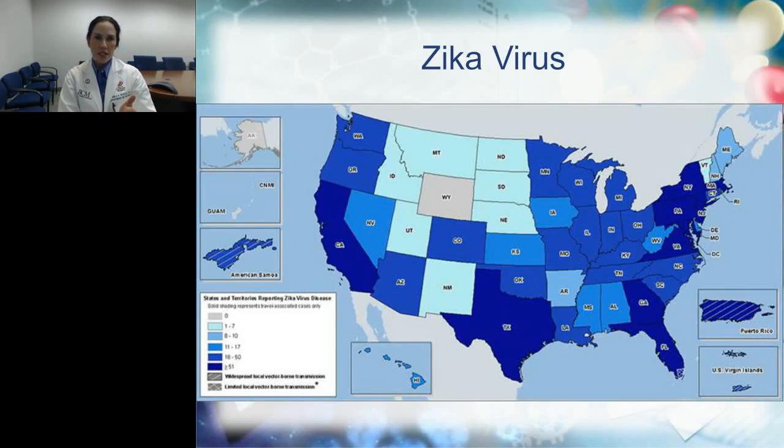So this is just a map, and what you can see is this represents the dark blue, so Texas, California, Florida, Georgia.